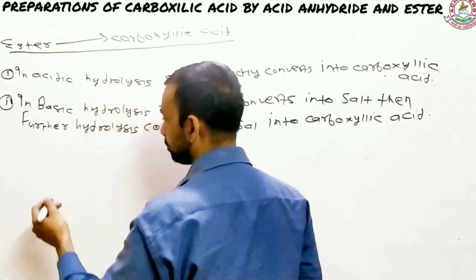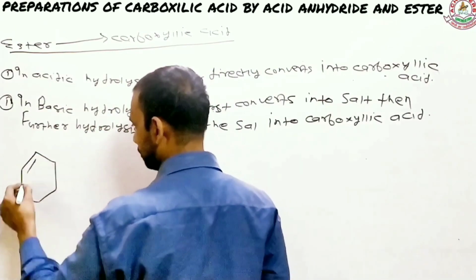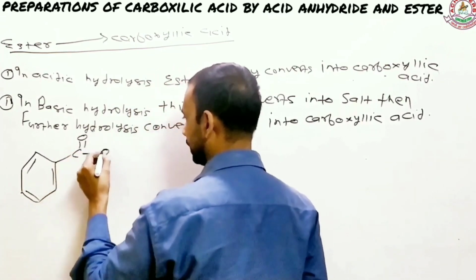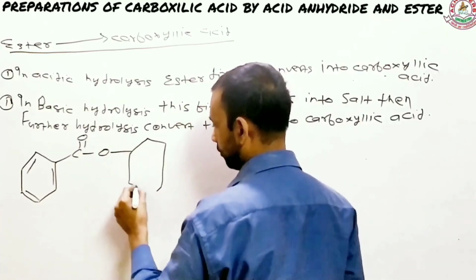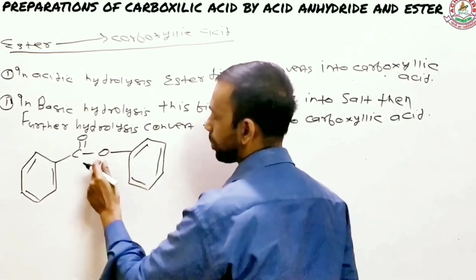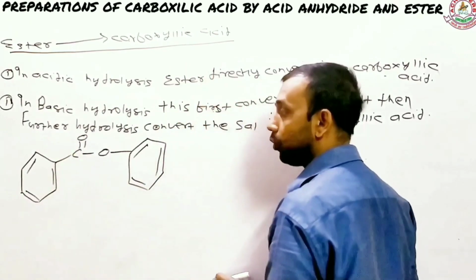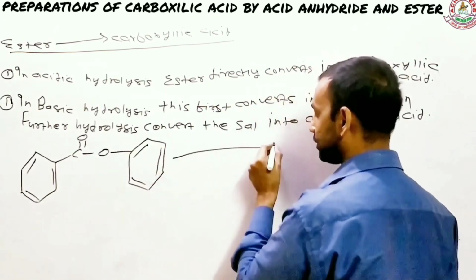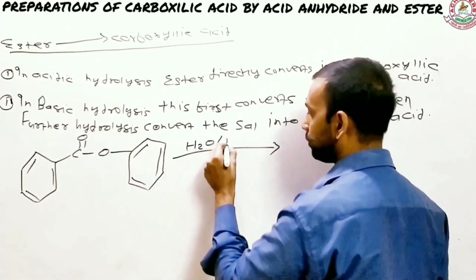So what I'm taking here, I'm taking any ester possibly we can take. So I'm taking an ester based on benzene. So this is how it looks like. Right? So this is an ester here. Now, this ester is characterized by the presence of COO attached to the alkyl or aryl group. And what you are doing, you are reacting this with water in the presence of acid.